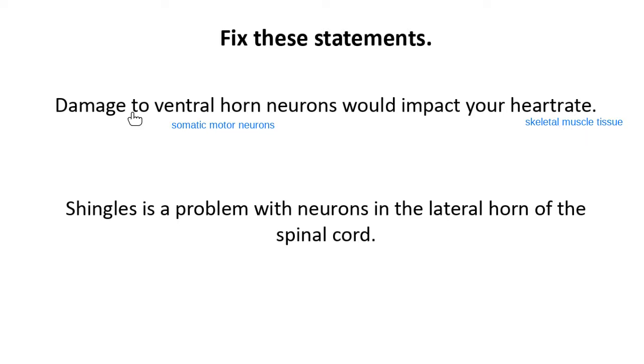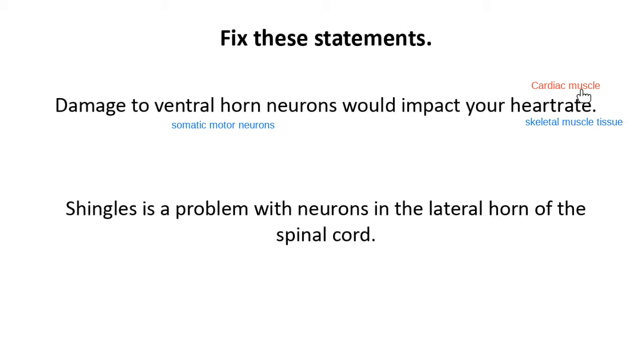So, as written, if we had this statement, damage to the ventral horn neurons, so my somatic motor neurons, that would impact our skeletal muscle tissue. It would not impact our heart rate, because our heart rate is based on the contraction of cardiac muscle tissue. When we talk about heart rate, that beating is caused by cardiac muscle contracting. So let me make a note up here. Cardiac muscle is not controlled by somatic motor neurons.